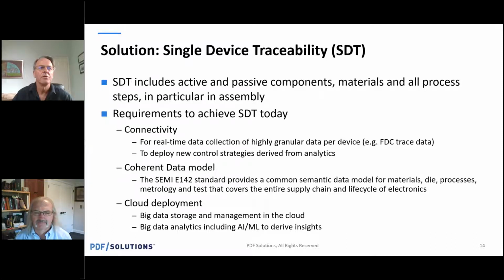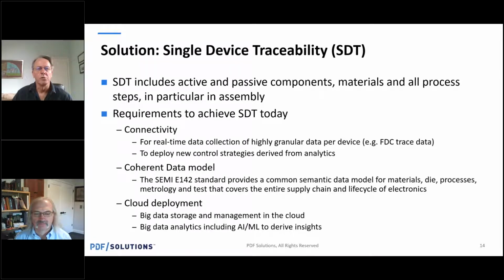The next one will be the coherent data model. This is absolutely critical. Fortunately, the SEMI E142 standard provides a common semantic data model which describes the materials and the die, the processes and the metrology and tests, etc. It is applicable to the entire supply chain, to wafer, to packages, to printed circuit boards, etc. So this is an important foundation to absorb and take on board.